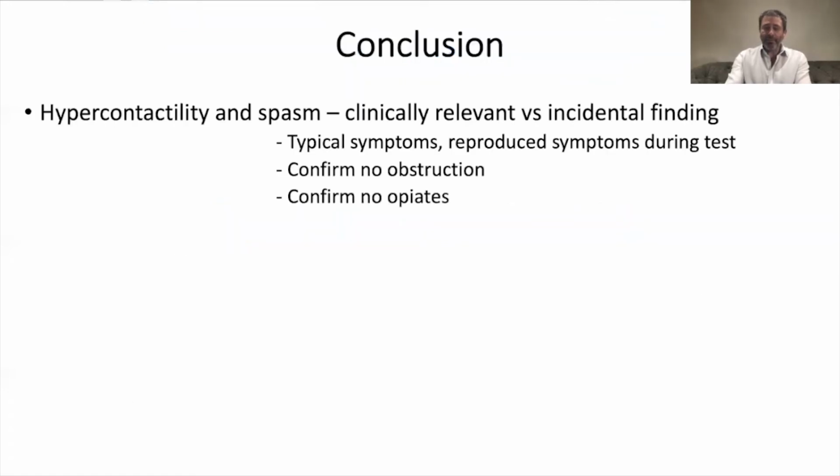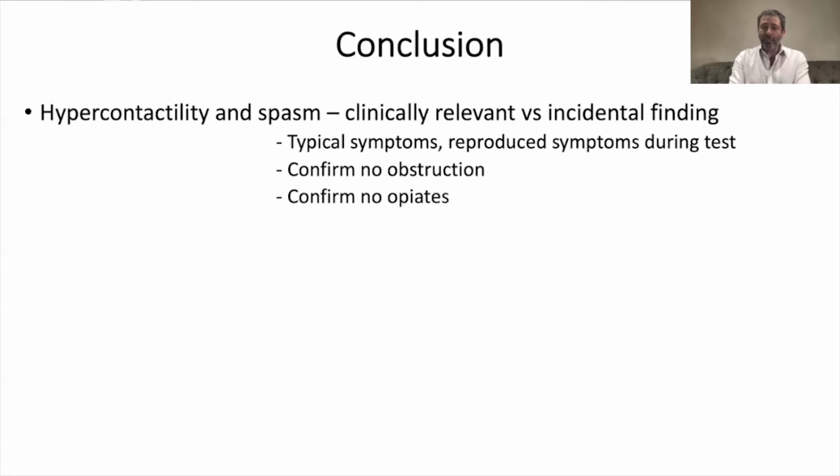In conclusion, we need to establish what is clinically relevant versus an incidental finding on manometry. And this is done by defining who has typical symptoms at the start. And I would also put it to you that we should try to reproduce symptoms at the time of the test to define what is clinically relevant. And that is done by provocative testing.